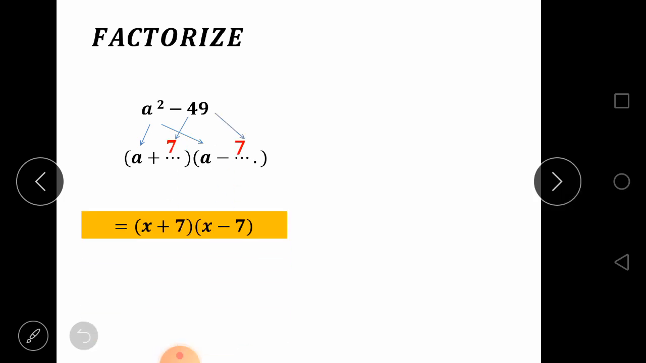Okay, now let's go to the next one, which is a squared minus 49. So it is very clear that it is a difference between two squares. So we analyze a squared into a and a. It's minus and plus, or plus and minus, it doesn't matter. So we factorize 49. It's 7 times 7. So the answer is a minus 7 and a plus 7, or a plus 7 times a minus 7.